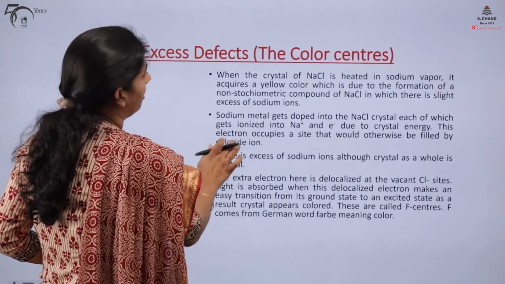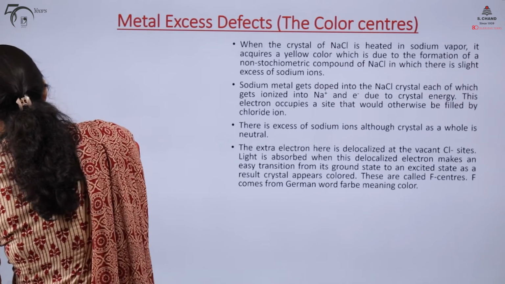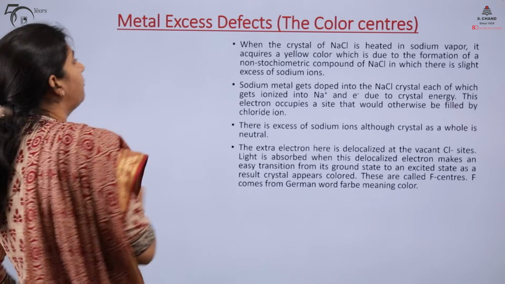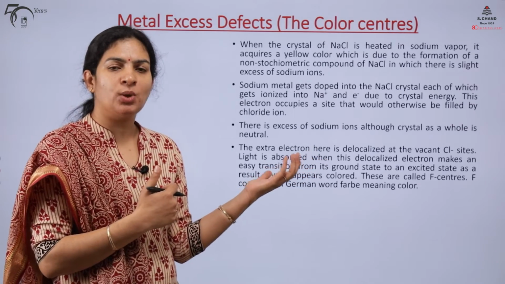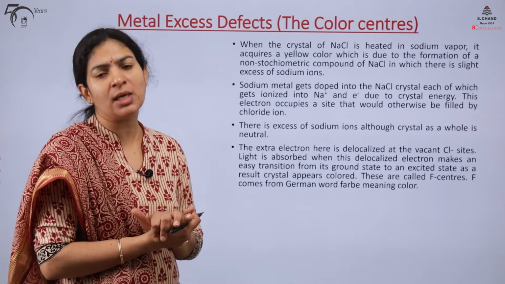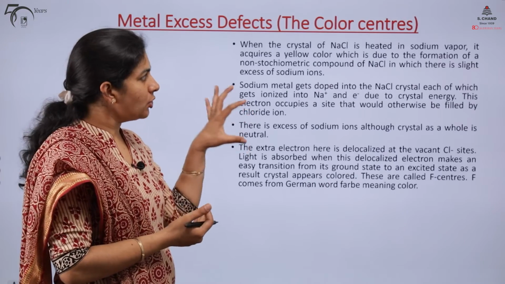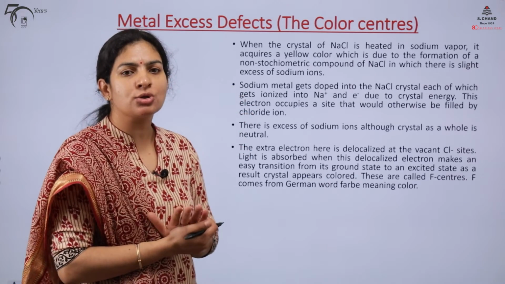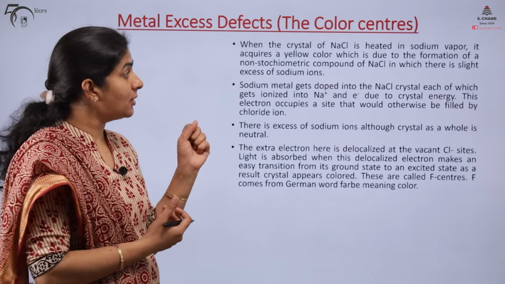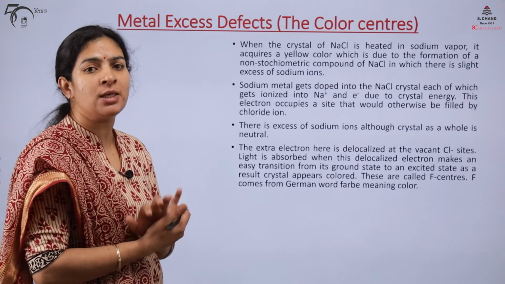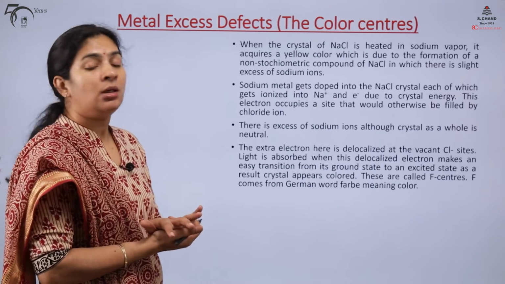The next type of defects that we can have are non-stoichiometric. These are the other class of defects that we have. The earlier two types that we have discussed were examples of stoichiometric defects. Now we are going to discuss the non-stoichiometric defects. Non-stoichiometric defects means where the stoichiometry of the crystal is disturbed.